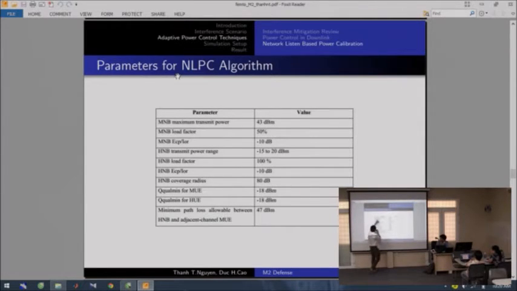For example, we have our macro cell maximum transmit power is 43. So the energy per chip transmit power is 33 dBm. This is the range of the femtocell. Q quality, which means the minimum common pilot channel Ec over the total interference required at the receiver of the users.